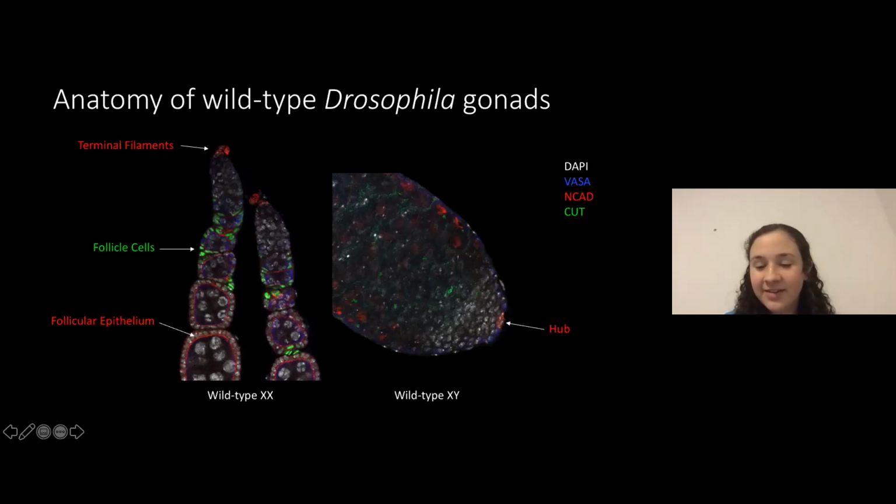For males, there's a stem cell niche called a hub, which is their equivalent of the terminal filaments. And there's no follicular epithelium that we see in the females, creating this structure around the oocyte.